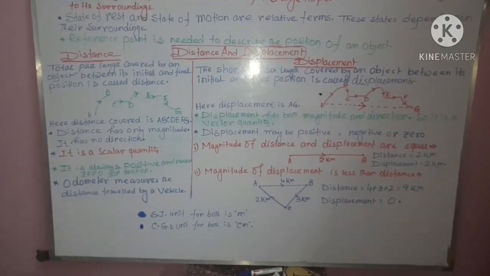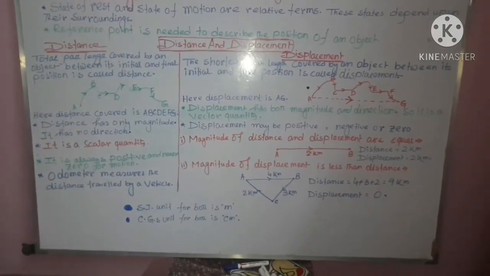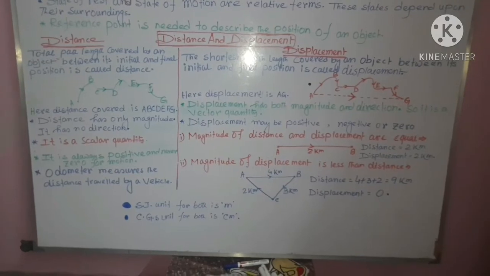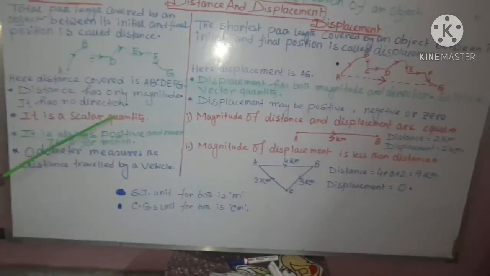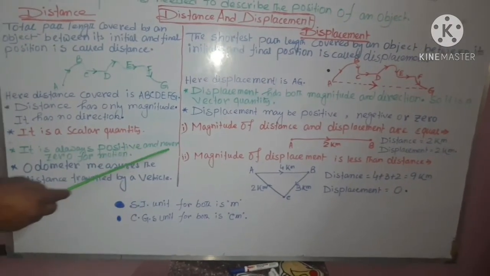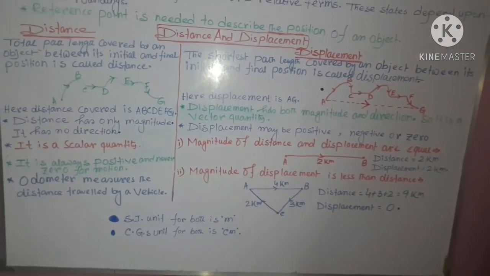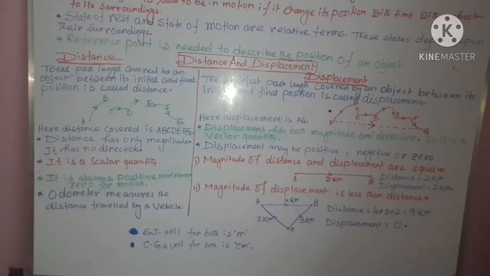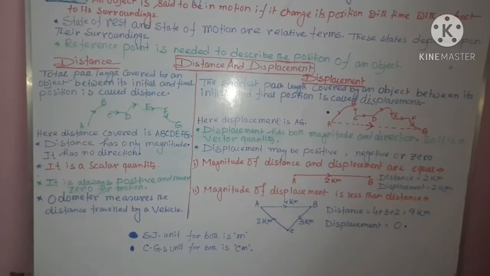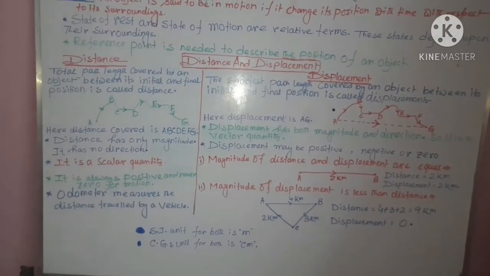Next thing, regarding the distance, you have to remember that for the motion of an object, the distance is always positive and never becomes zero. Means whenever there is a motion, the distance never becomes zero and it is always positive.